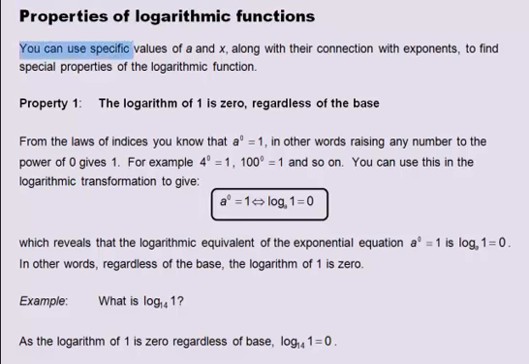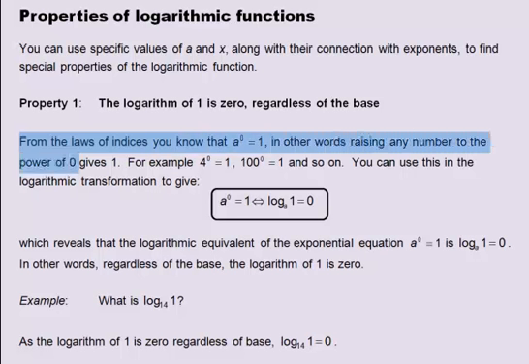Properties of logarithmic functions. You can use specific values of a and x along with their connection to exponents to find special properties of the logarithmic function. Property 1. The logarithm of 1 is 0 regardless of the base. From the laws of indices, you know that a to the power 0 equals 1. In other words, raising any number to the power 0 gives 1. For example, 4 to the power 0 equals 1, 100 to the power 0 equals 1, and so on.